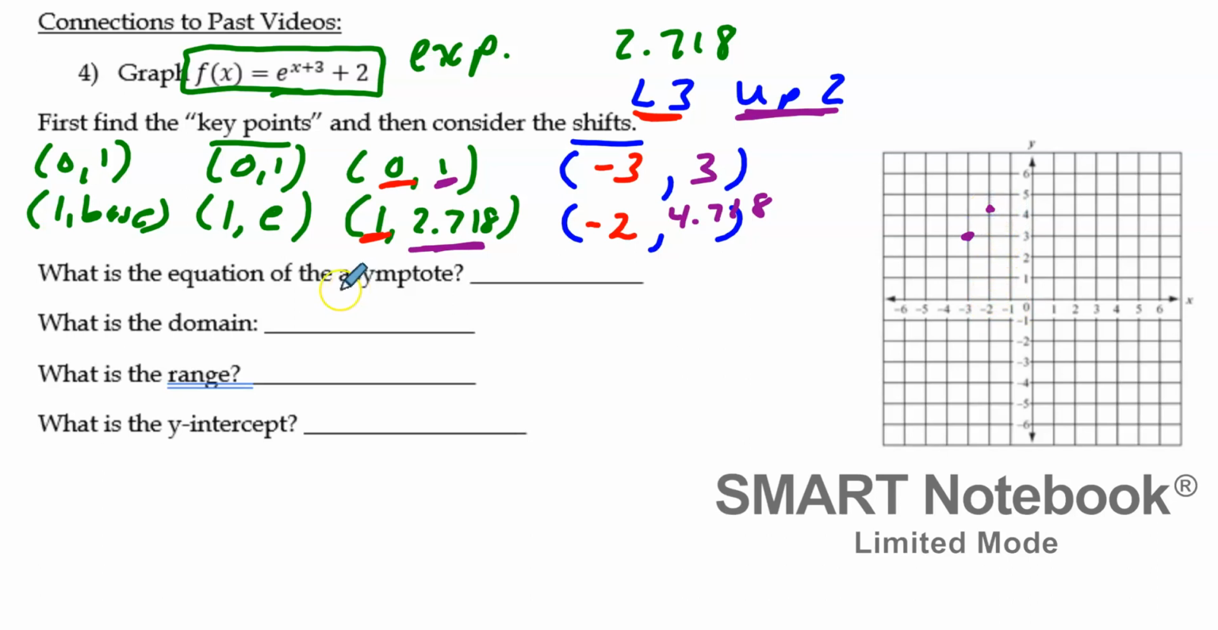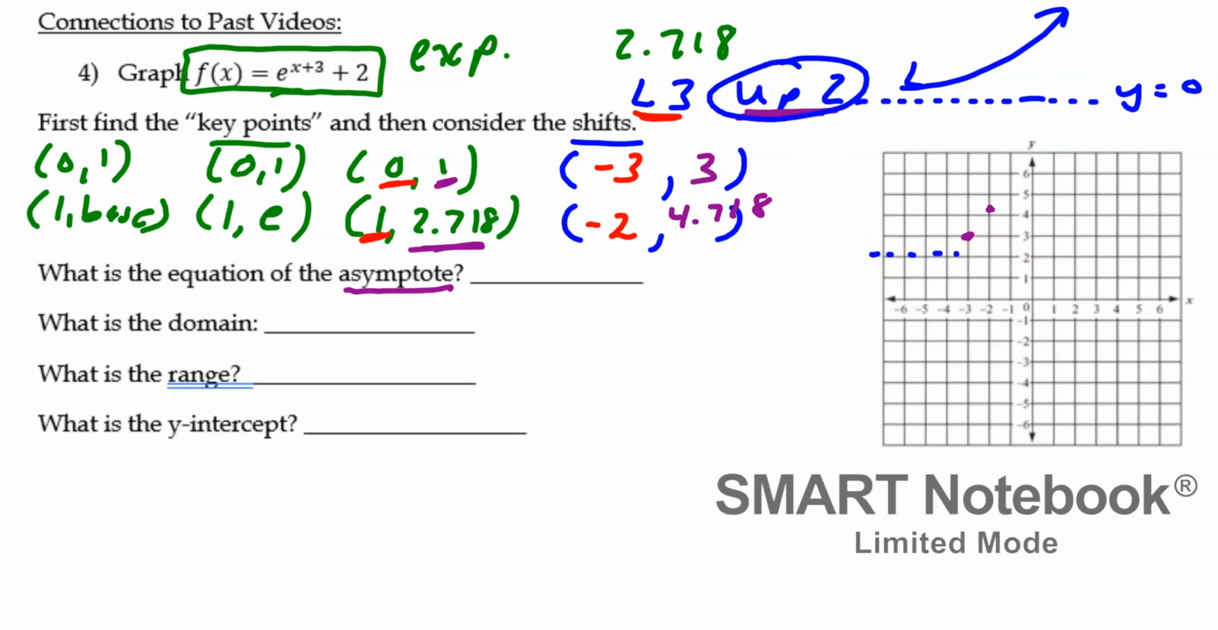We need to think about what the equation of the asymptote is. So if we are dealing with an exponential equation, we are usually increasing, and the asymptote is usually horizontal. If we are dealing with the parent function, the asymptote is at y equals 0, but this time we are moving up 2 units, which means that the asymptote is up 2 units as well. So my graph is going to look something like this.